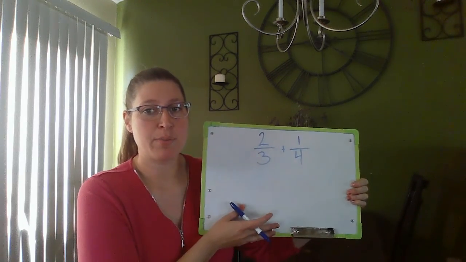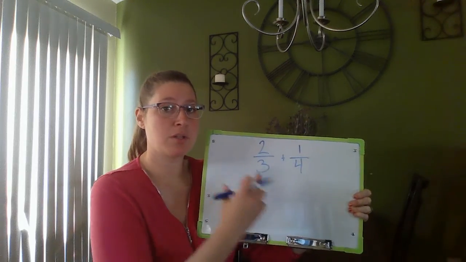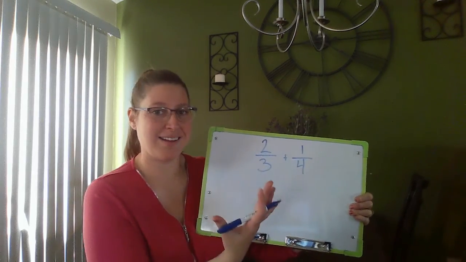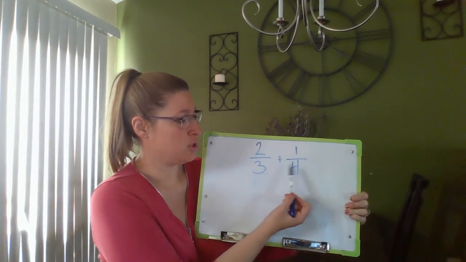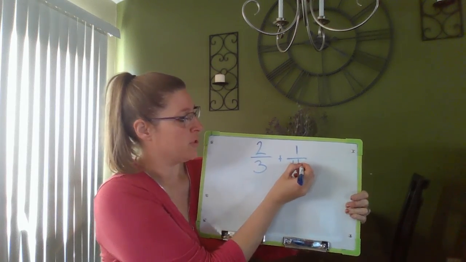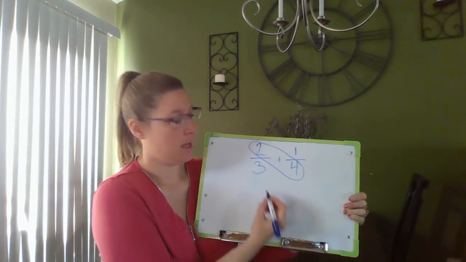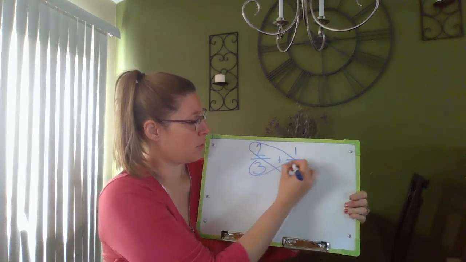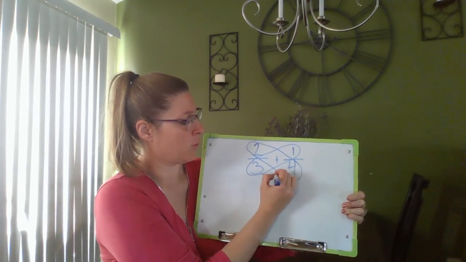So the reason why I call this the butterfly technique is because I'm going to be bubbling in numbers from across from each other, and it's going to kind of look like butterfly wings. So my goal is to have the same number on the bottom. To be able to do that, I'm going to bubble in the 2 and the 4. I'm going to bubble the 3 and the 1, and then I'm going to connect the 3 and the 4.